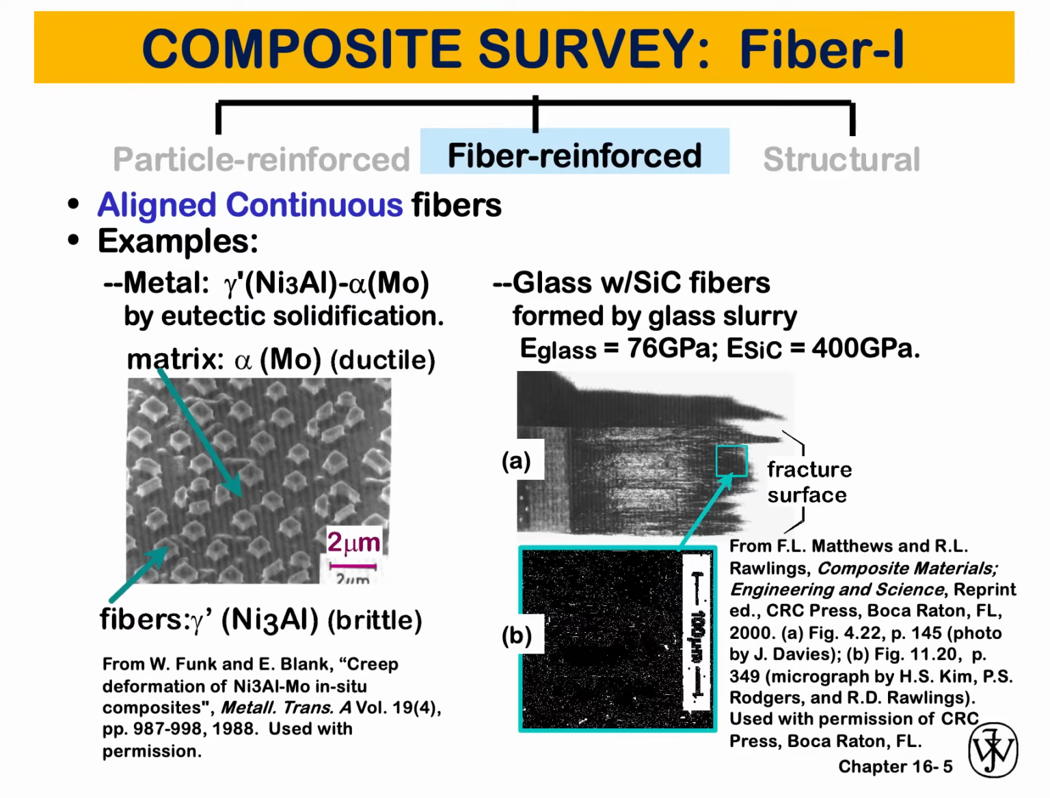Eutectic solidification happens when you have a homogeneous mixture of two substances, and both of these substances solidify at a temperature below the melting point of each of them alone, of the molybdenum and the nickel aluminum. On the other side, we have the glass silicon carbon fibers formed by something called the glass slurry. And slurries are a mixture of solids denser than water, suspended in liquids, usually water. That's how they are being formed.